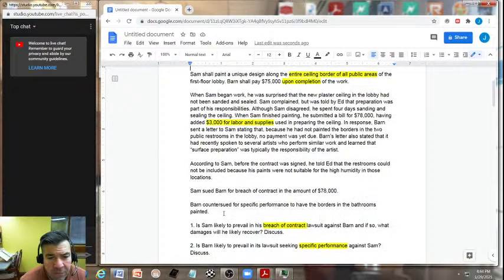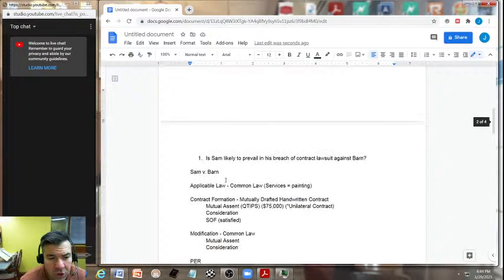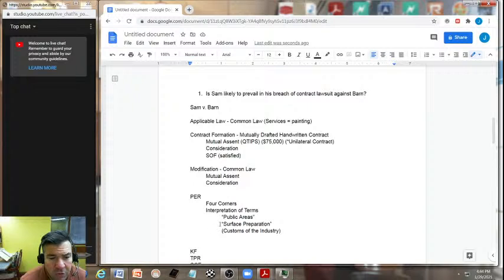Now, after having said this, we want to also make sure that there is an exception to what would otherwise be a fully integrated agreement, and that the exception may involve this aspect: proving up what would be a condition precedent.